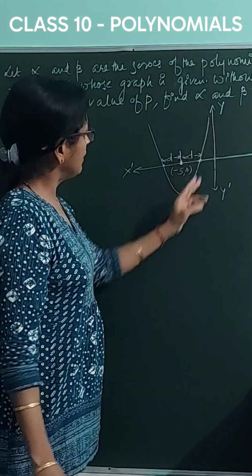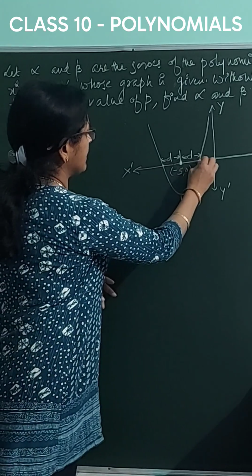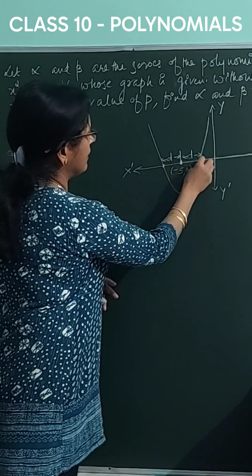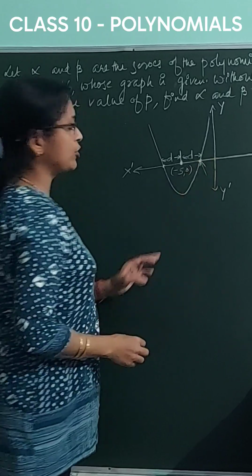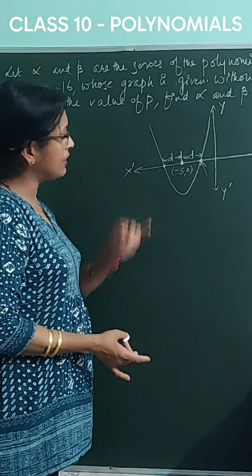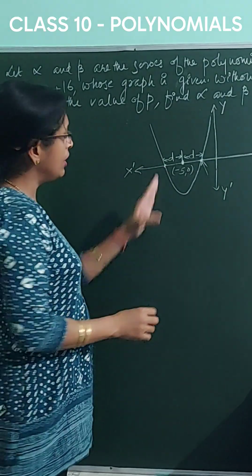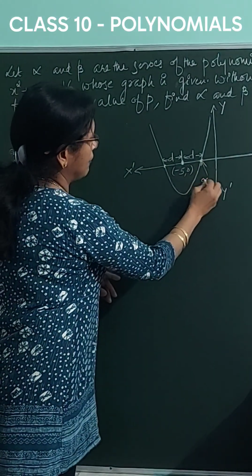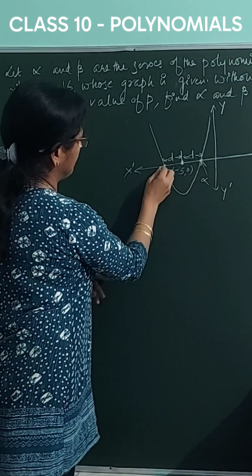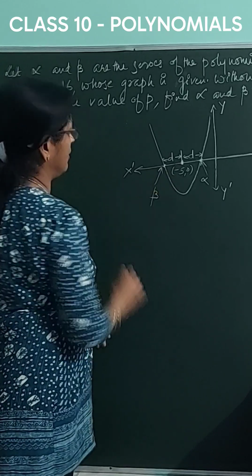The parabola is cutting the x-axis at 2 points. So let this be alpha. The x-coordinate of the point where the graph intersects the x-axis will give you the zeros. So let us take this point as alpha and this point is beta. These are the roots of the equation.